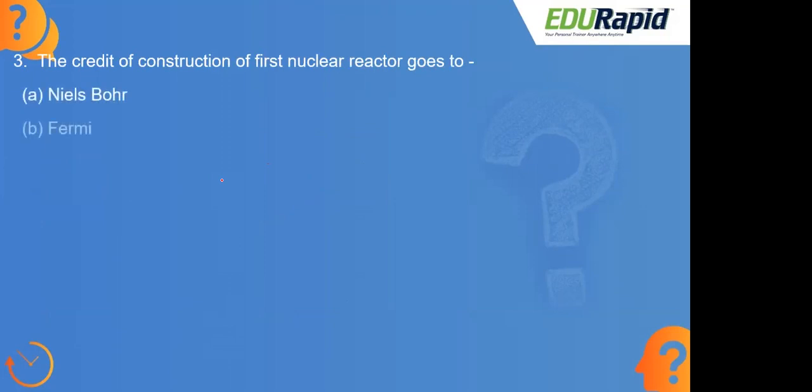Now the next question. The credit of construction of the first nuclear reactor goes to Niels Bohr, Fermi, Einstein, Oppenheimer.